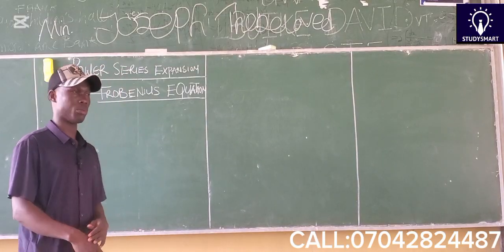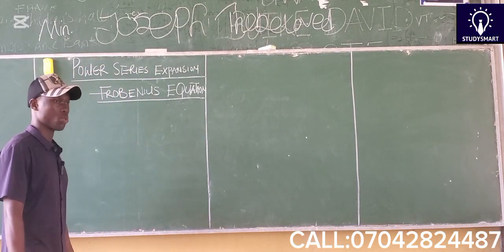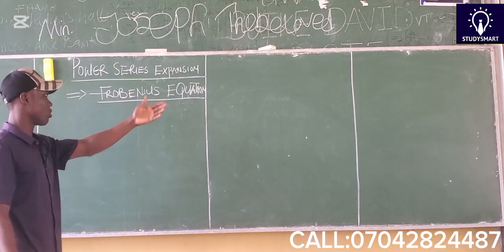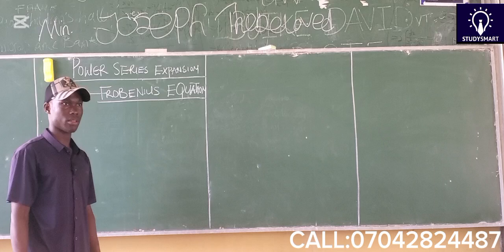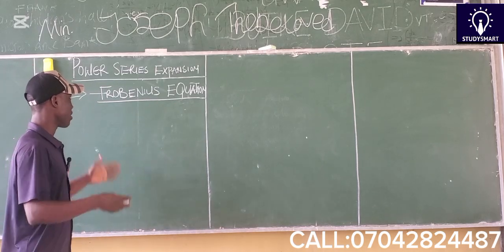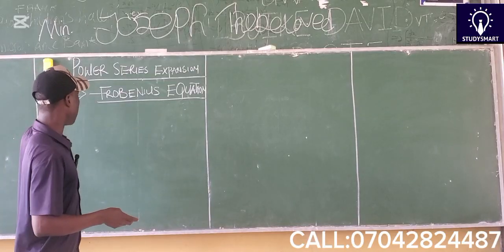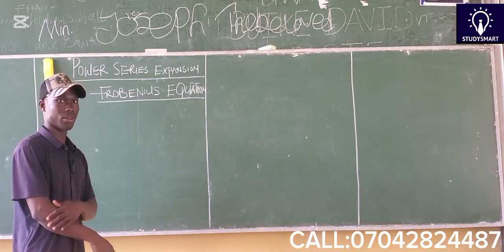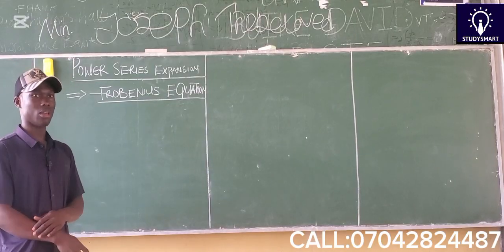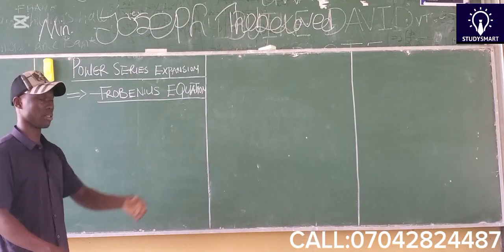In today's video, we are going to be talking about the power series, and under the power series, we'll be talking about the Frobenius equation. The Frobenius equation is one of the methods we use in writing a power series of an ODE. We have several methods in terms of operating with power series.